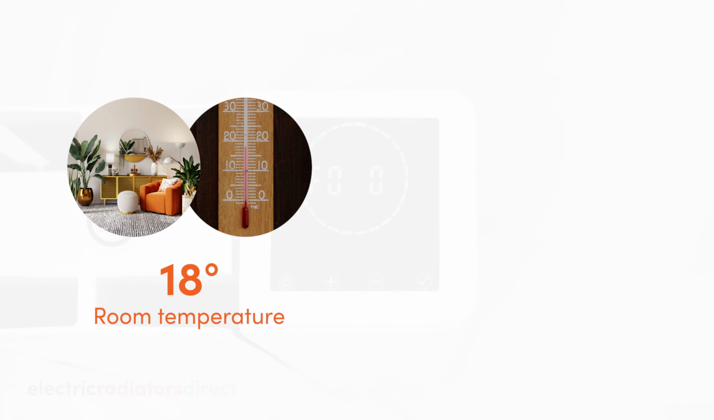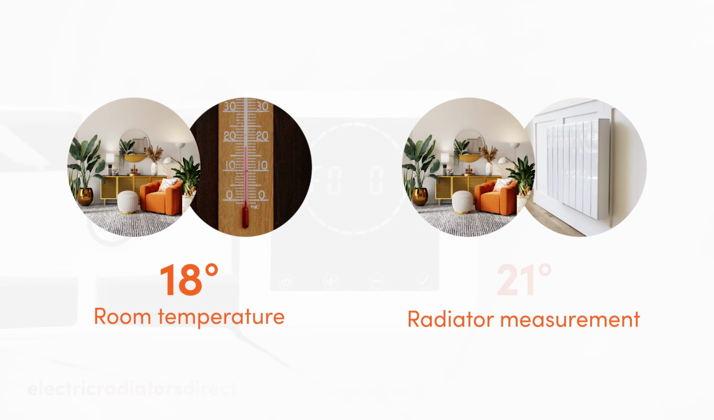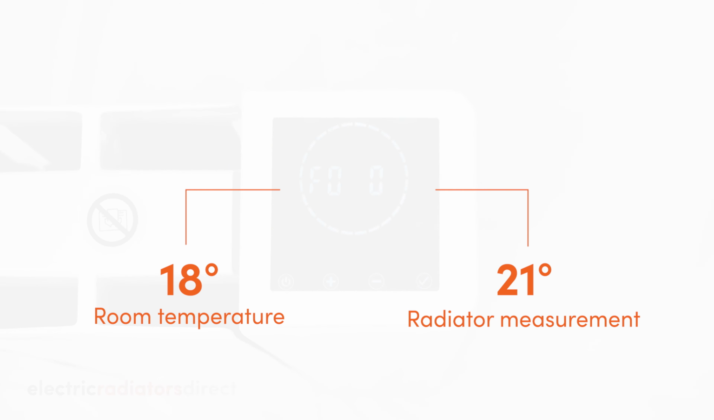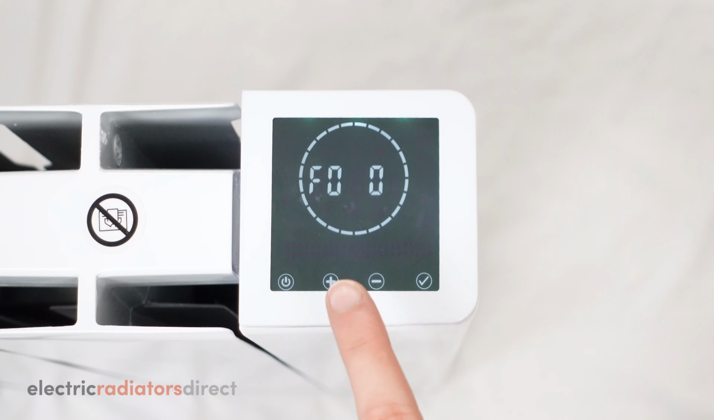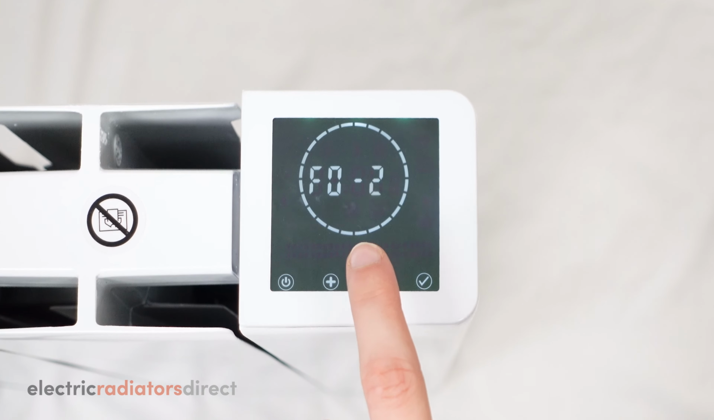If, for example, another room thermostat is reading 18 degrees, but your radiator reads 21 degrees, that's an offset of -3 degrees, so you should set your compensation function to -3. Use the plus and minus keys to adjust the offset to match your needs. You can set your offset anywhere between -5 and +5 degrees.